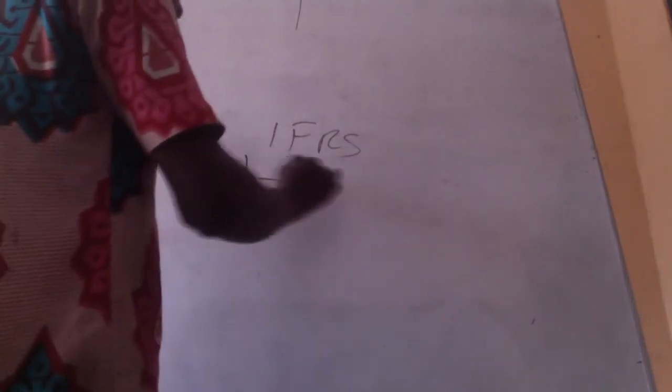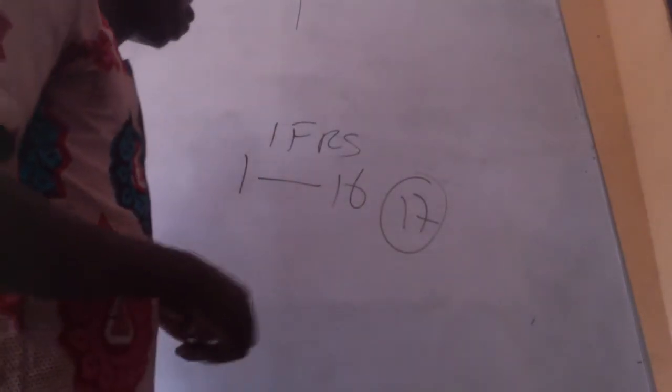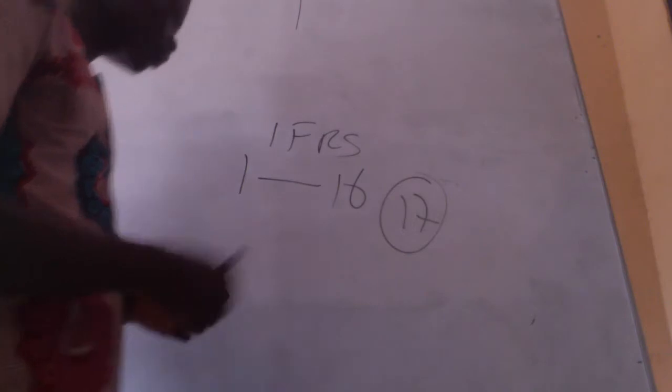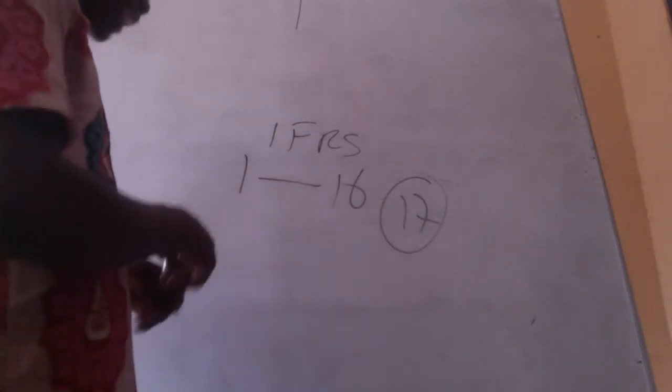IFRSs are in number sequence. After 2001, they were able to issue 16. So you have 1 up to 16. Now 17, they are done with 17. Very soon they'll publish it and then companies will have to adopt it. That's the construction contract. Oh sorry, that's the insurance contract. It talks about insurance.